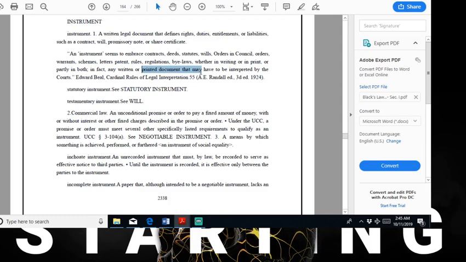So, this is what you got to understand. A treaty is an instrument. A contract is an instrument. A statute is an instrument. And we're going to go to statutory instruments. I'm going to show you all of this and understanding how this works.